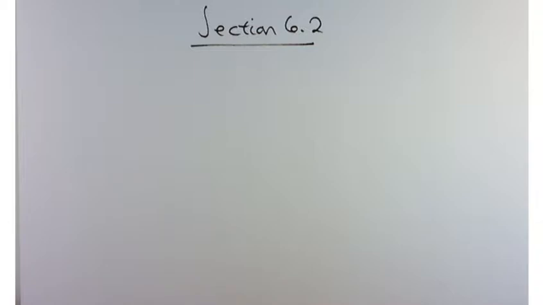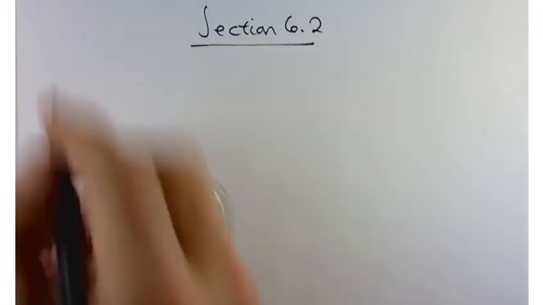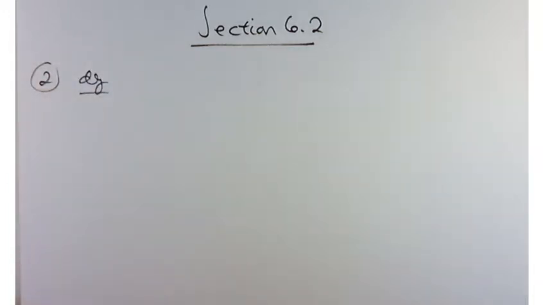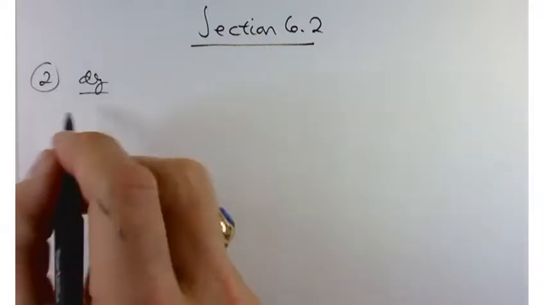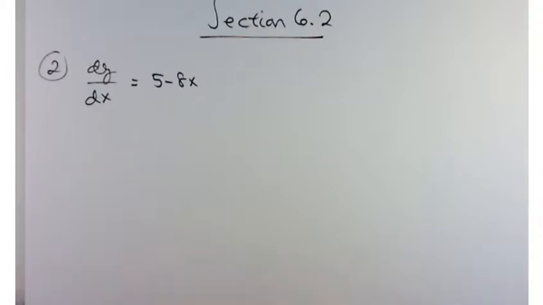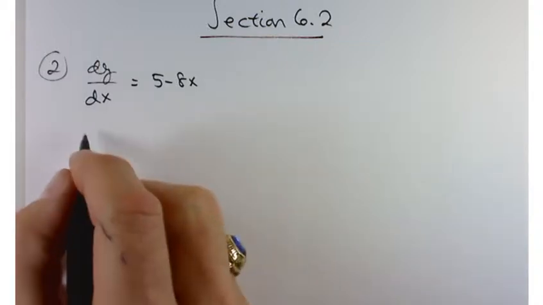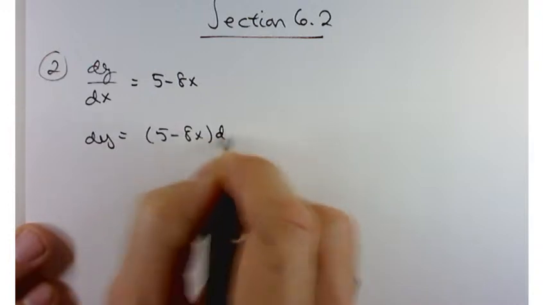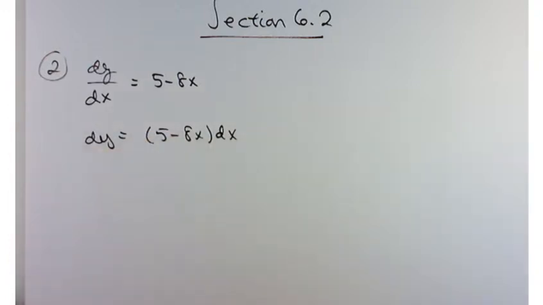All right, so section 6.2, we're going to solve differential equations. Let's do a friendly one to start with. That's problem number 2. dy by dx equals 5 minus 8x. Now this is kind of like what we saw in a previous section, where you want to get the x's and y's by themselves. Here it's pretty easy. If you multiply both sides by dx, wow, you get the y's and the x's separated. So, wow, that's pretty nice.